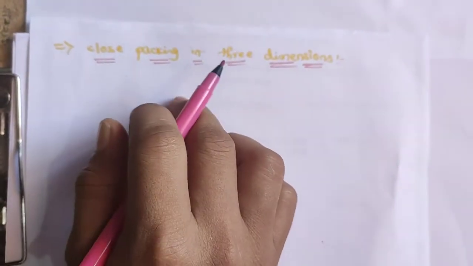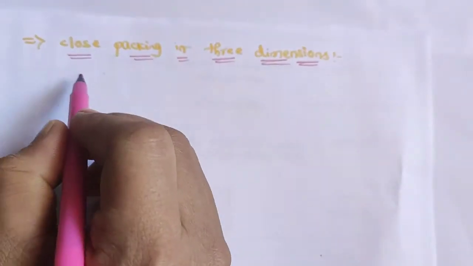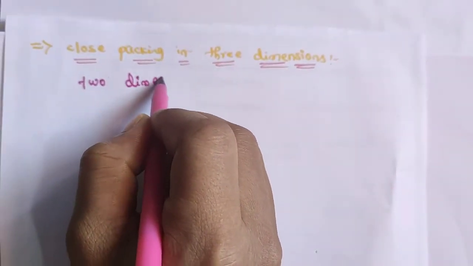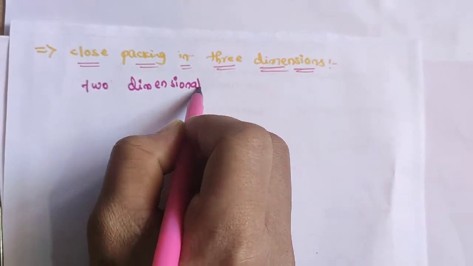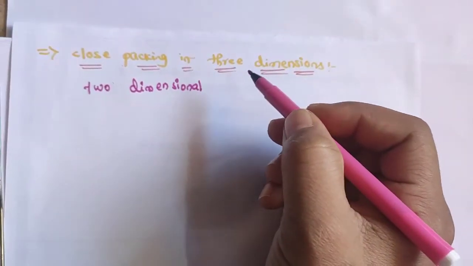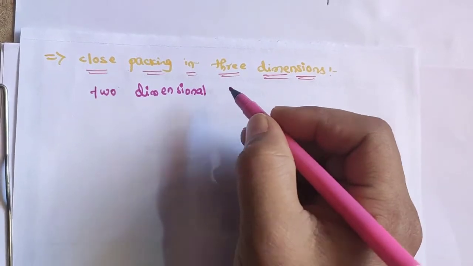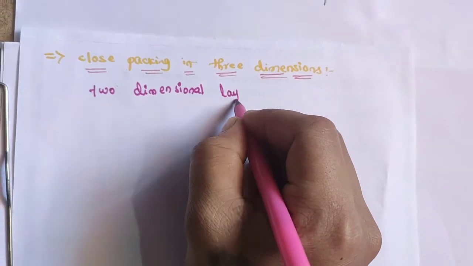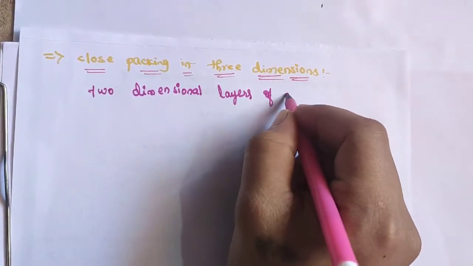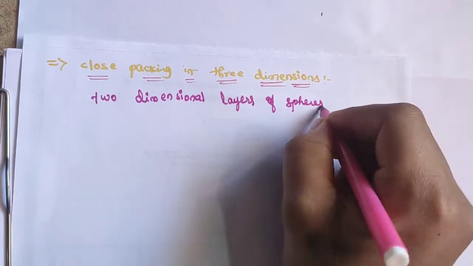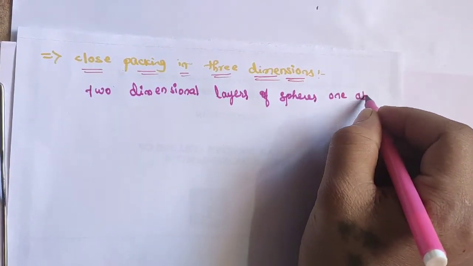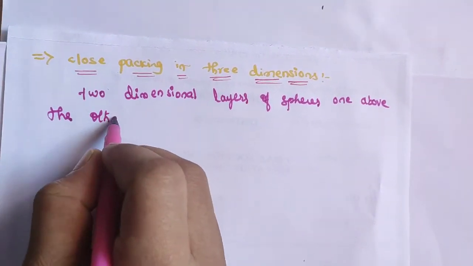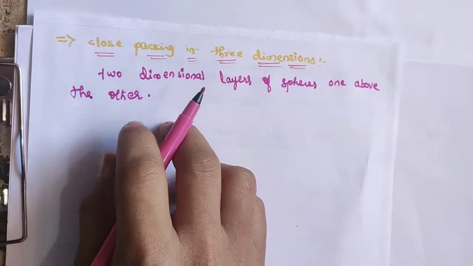So this is done by placing 2 dimensional layers of spheres. We have already discussed 2 dimensions. Here the close packing in 3 dimensions arises from placing 2 dimensional layers of spheres one above the other. This can be done in different ways.